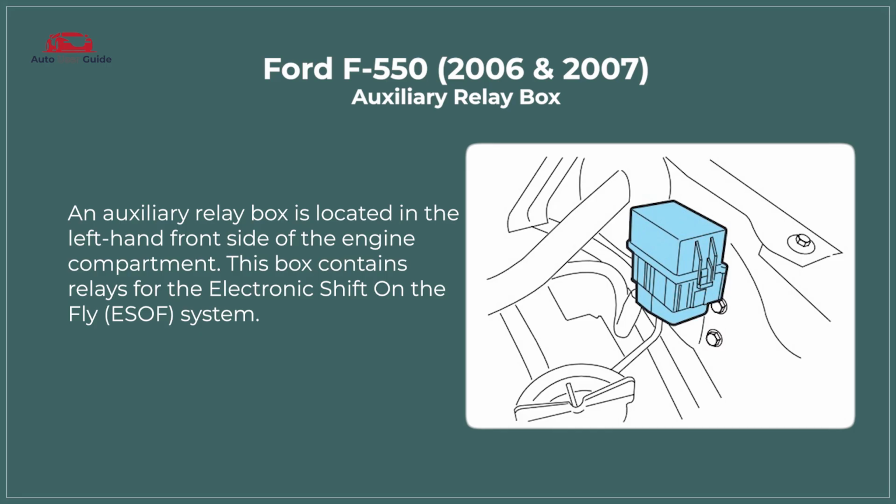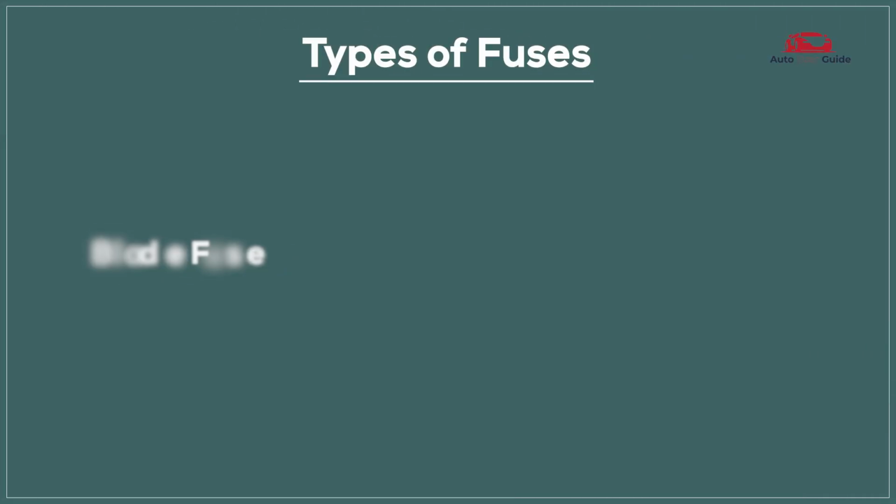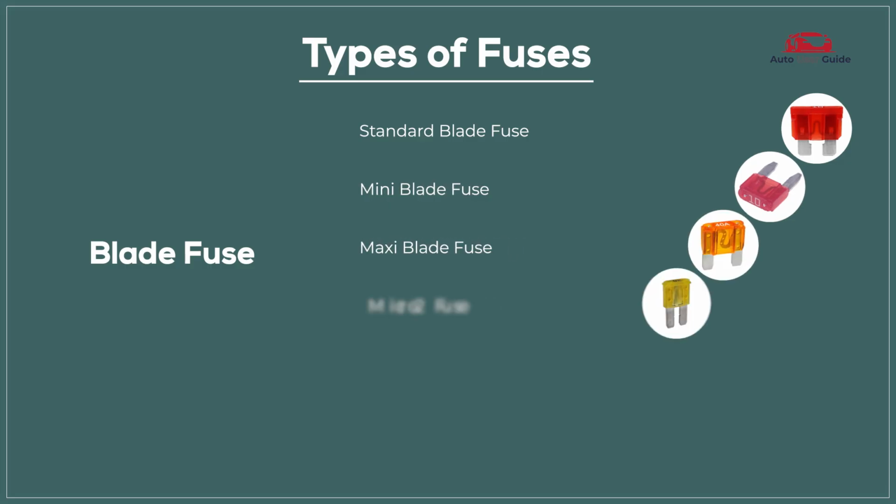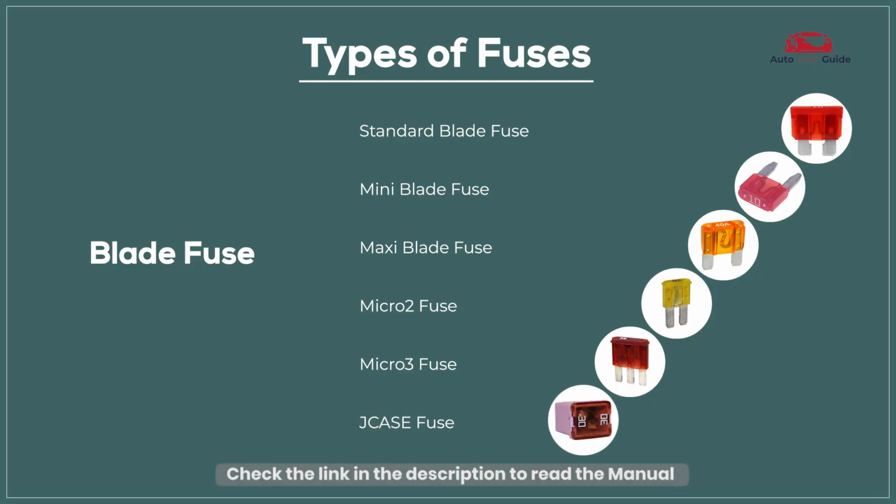Auxiliary relay box in Ford F-550, 2006 and 2007. Type of fuses: blade fuse, standard blade fuse, mini blade fuse, maxi blade fuse, micro 2 fuse, micro 3 fuse, J-case fuse.